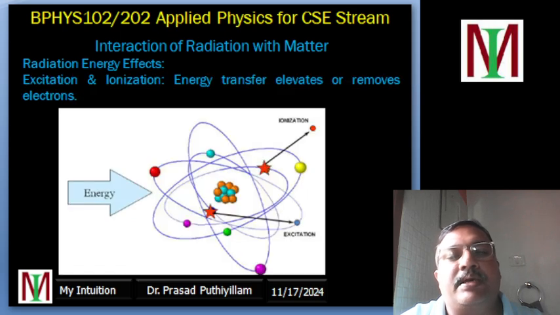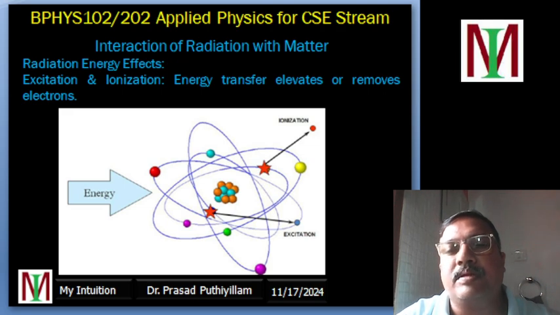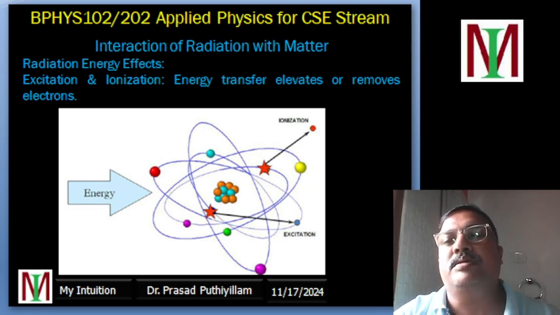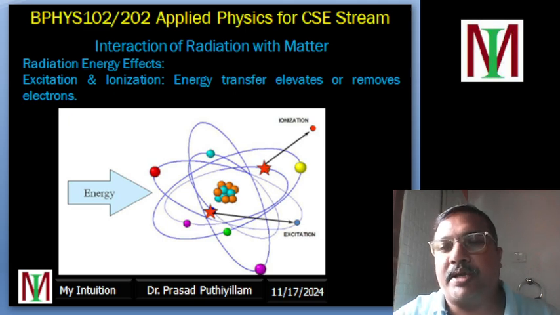Then comes the excitation and ionization. When radiation interacts with the matter, it can cause electrons within an atom or molecule to move to a higher energy level. If the energy is high enough, it can even ionize atoms, knocking an electron completely out of an atom.